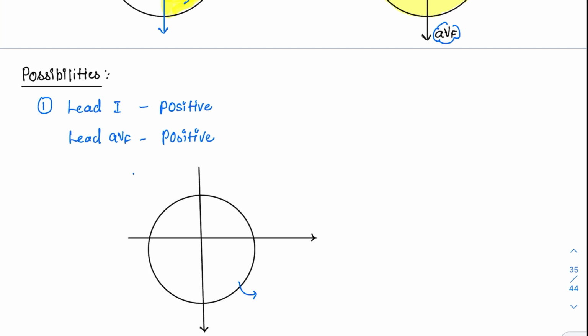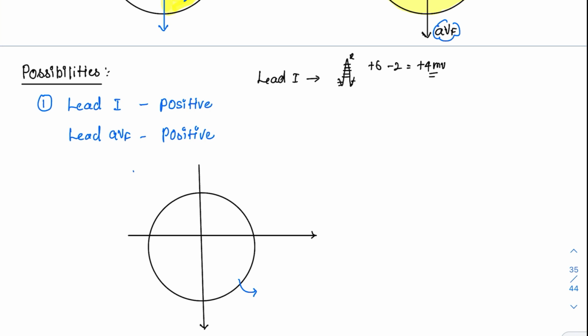For example, I read an ECG, and in that ECG lead 1 is showing a positive deflection like this. We should average it out here: 1, 2, 3, 4, 5, 6. Suppose 6 are positive and 2 are negative. Still it is positive, because plus 6 minus 2 is equal to plus 4 millivolts. We have to average out because some of the waves will go negative also, like the Q wave and S wave. So we have to see the entire deflection. The entire deflection is positive. So if lead 1 is showing a positive deflection like this, and lead AVF is also showing a positive deflection like this.